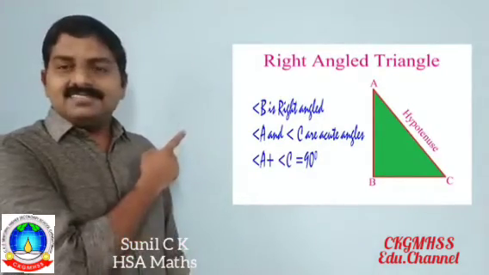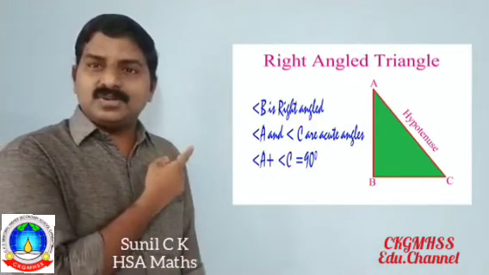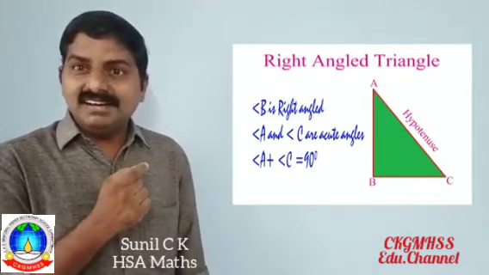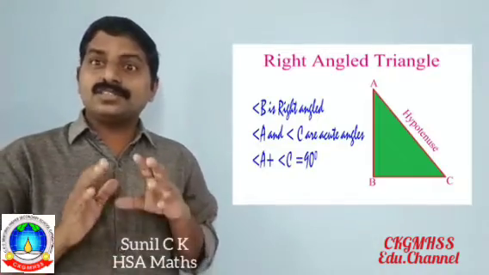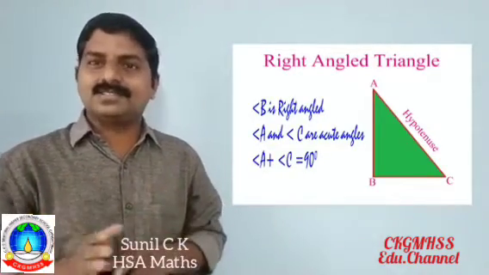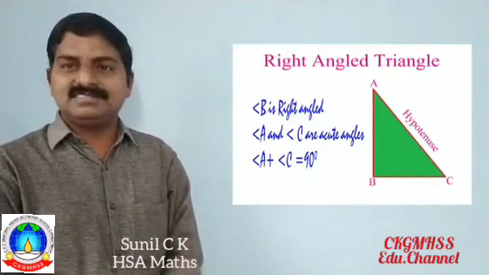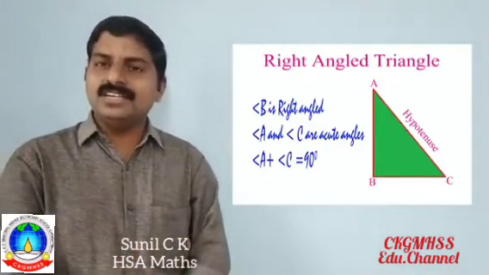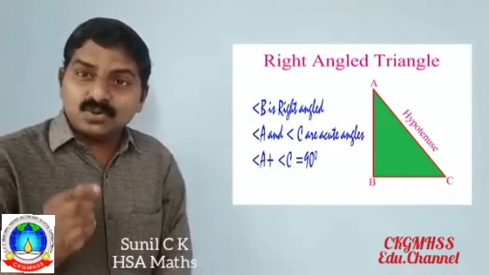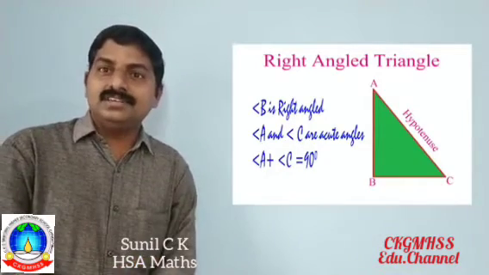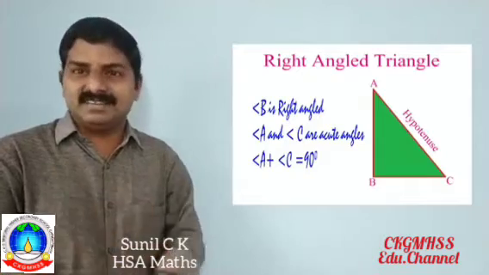See, in this triangle ABC, the right angle is angle B, equal to 90 degrees. Then what about the remaining angles A and C? Since the total sum is equal to 180 degrees, the sum of angles A and C becomes 90 degrees. So it's an important point. In a right angled triangle, one angle is equal to 90 degrees and the sum of the remaining two smaller angles is equal to 90 degrees.